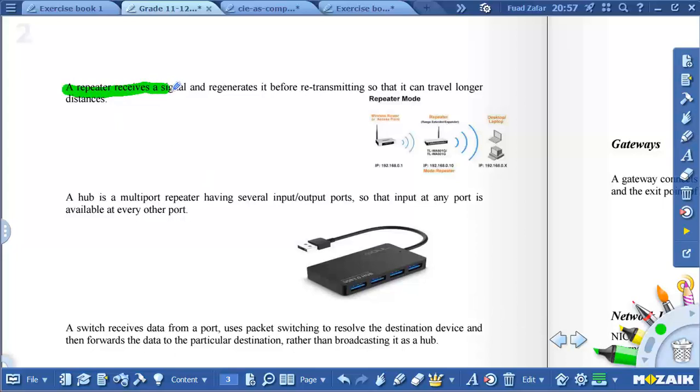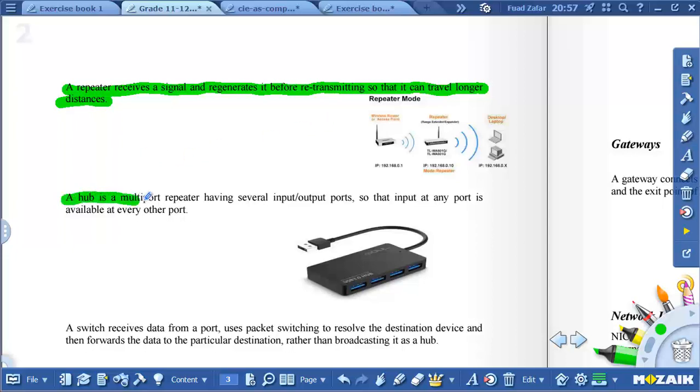A repeater receives a signal and regenerates it before retransmitting so that it can travel a longer distance. So it repeats the same signal. You can see in the picture wireless routers. This is a repeater, and they are used for longer distances to provide a signal. Nowadays they even use it for mobile networks to provide the signal for a longer range.